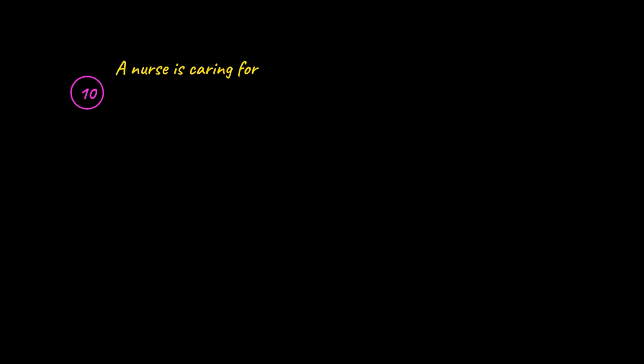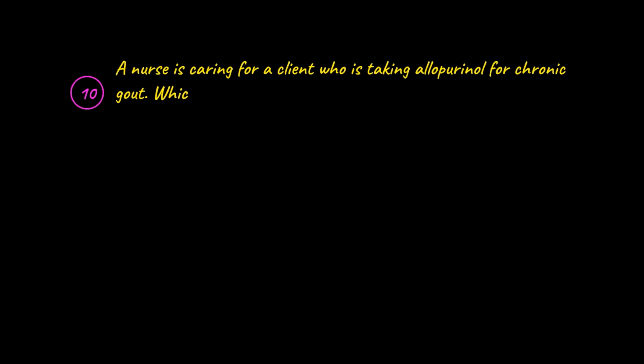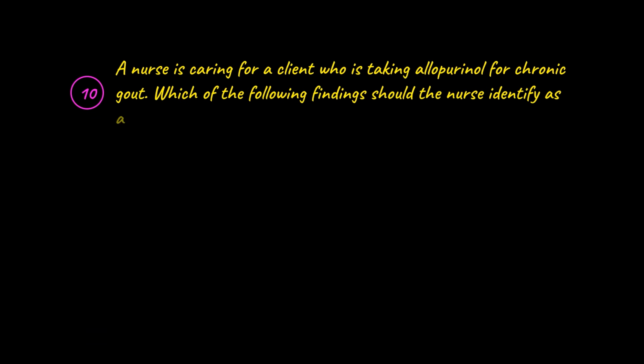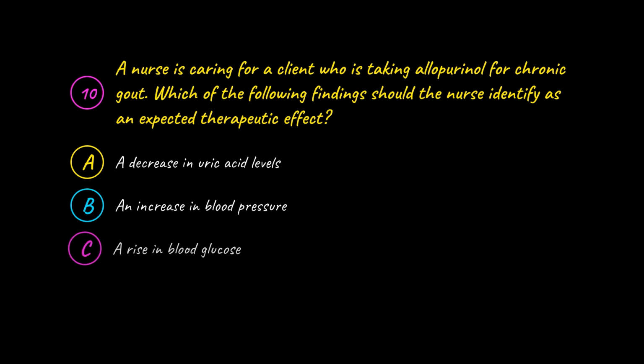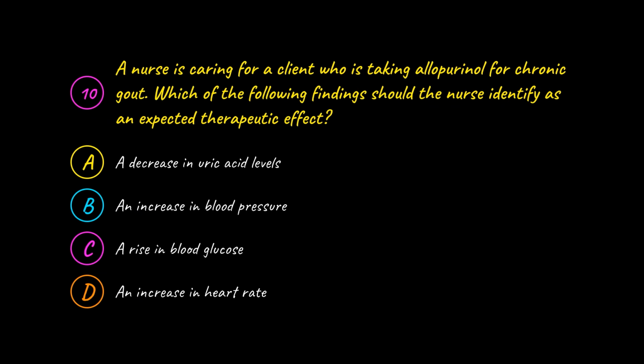Question 10. A nurse is caring for a client who is taking allopurinol for chronic gout. Which of the following findings should the nurse identify as an expected therapeutic effect? Your options are A, a decrease in uric acid levels, B, an increase in blood pressure, C, a rise in blood glucose, D, an increase in heart rate. Take a second. Which answer would you pick?